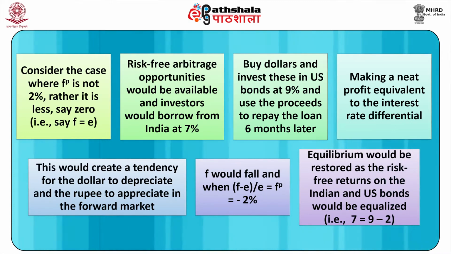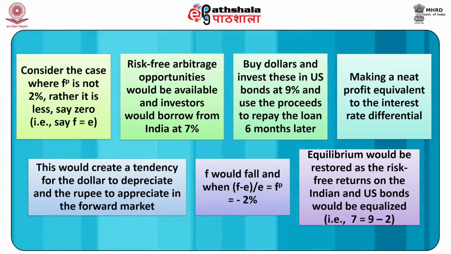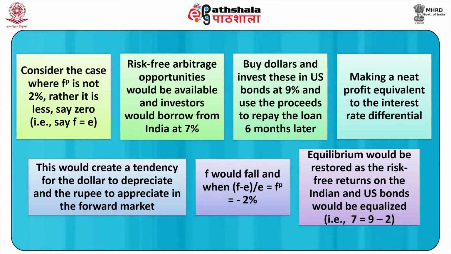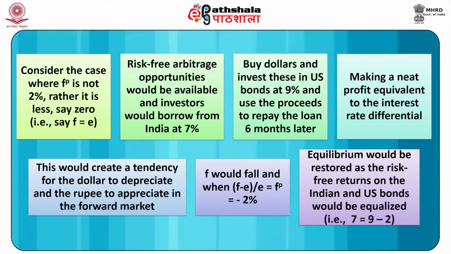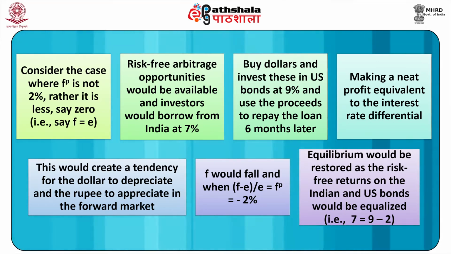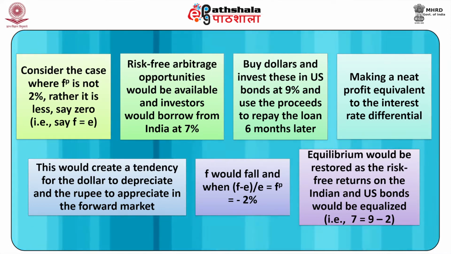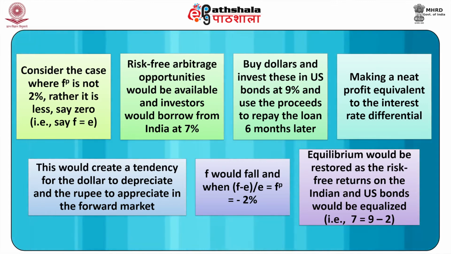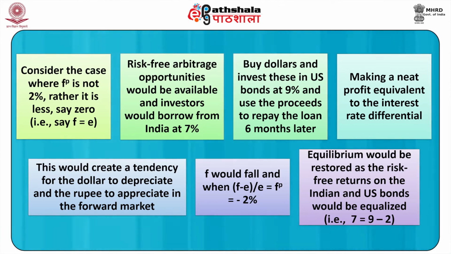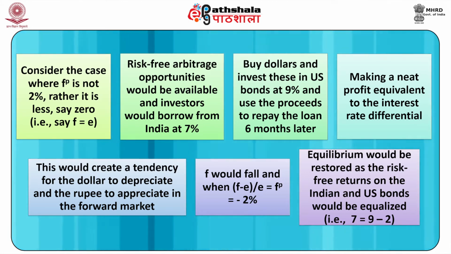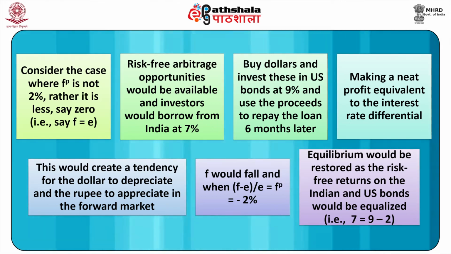In the above example, consider the case where F raised to power P is not 2%, rather it is less, say 0, that is say F is equal to E. In this case, risk-free arbitrage opportunities would be available and investors would borrow from India at 7%, buy dollars and invest these in US bonds at 9% and use the proceeds, converting them into rupees at the forward exchange rate, to repay the loan 6 months later, making a net profit equivalent to the interest rate differential.